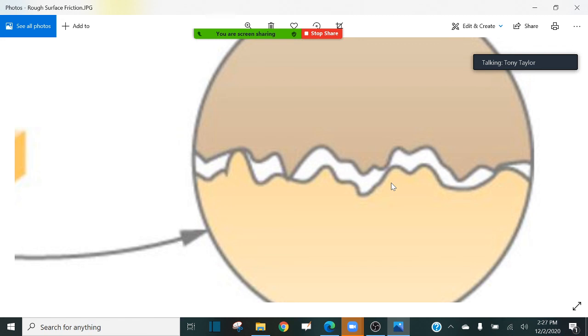So obviously ice is relatively smooth, so there's not a lot of friction on ice. But compare that to sandpaper. Sandpaper is very rough. So if you try to slide something across sandpaper, you're going to get a lot of friction in that case.